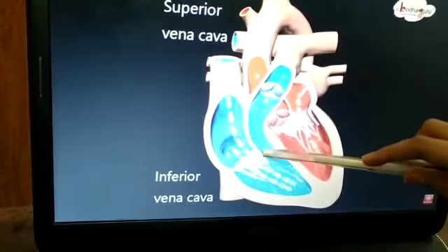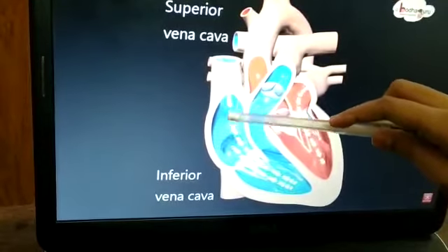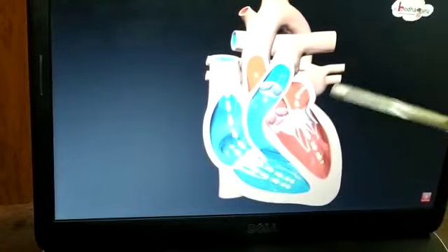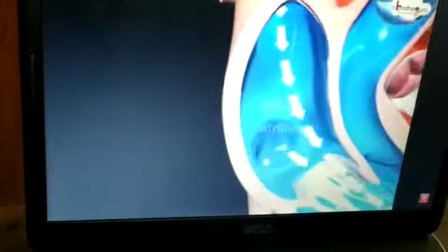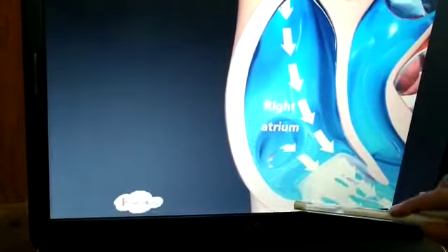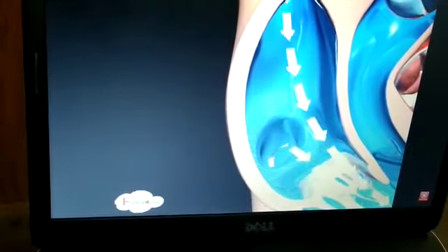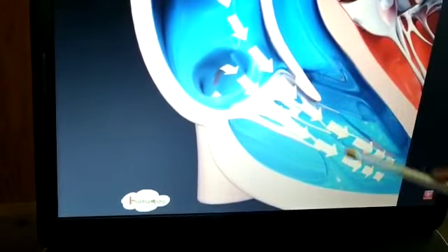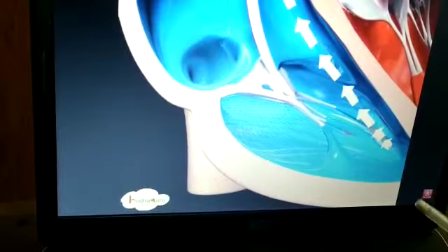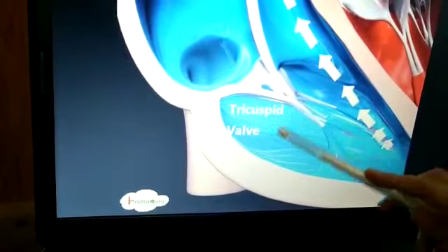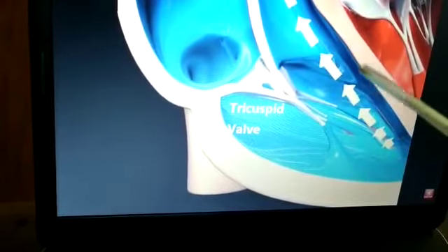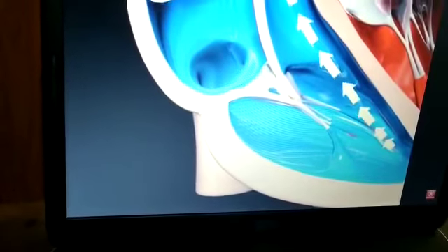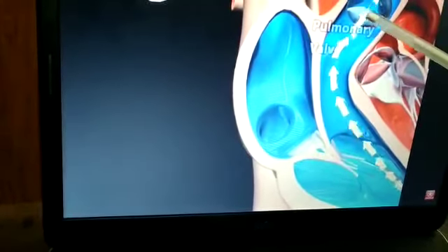This is the superior vena cava and inferior vena cava. Through this, the deoxygenated blood is flowing to the right atrium, then it's going to the right ventricle. In the same way, the oxygenated blood is flowing. This is the right atrium. This is the right ventricle. When the right ventricle becomes full, then the tricuspid valve closes and the blood goes to the pulmonary artery, through the pulmonary valve.